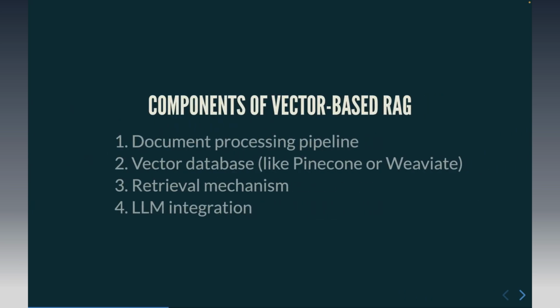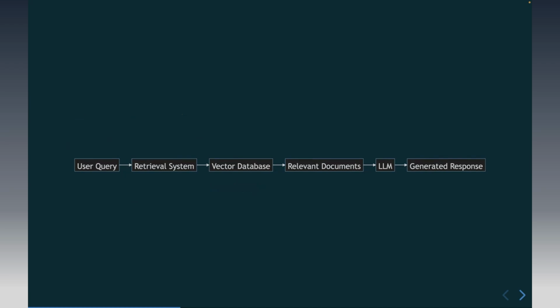A vector-based RAG system consists of a few key components. The document processing pipeline prepares and encodes documents. The vector database stores these encodings efficiently. The retrieval mechanism finds relevant documents based on query similarity. And finally, the LLM integration combines retrieved information with a user query to generate a response. It looks something like this.